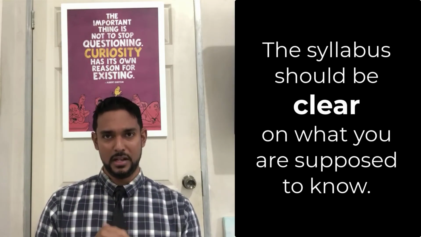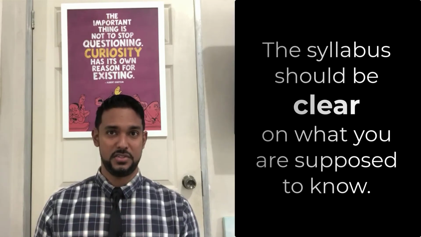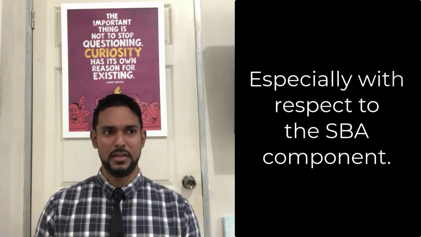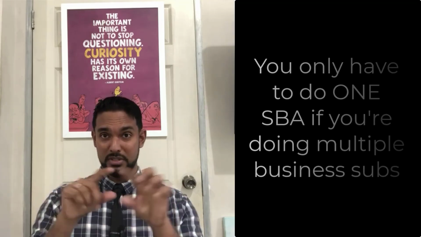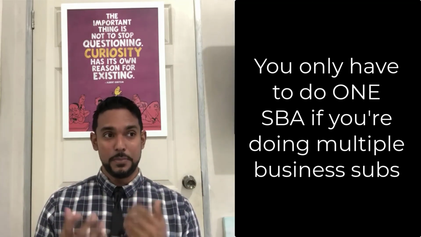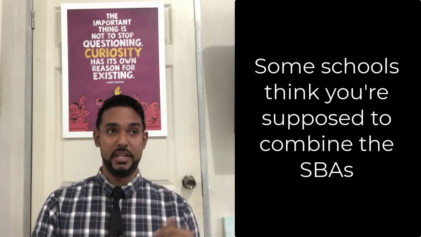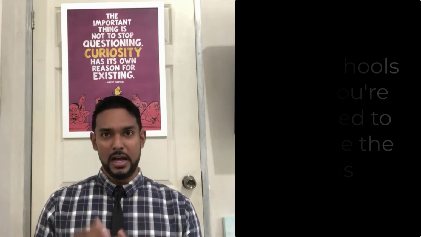So yeah, sorry, I'm ranting, but what I'm trying to say here is that I think the syllabus really needs to be clear on what you guys are supposed to know, and especially with the SBAs. I've heard that you guys have to do SBAs. The good news is you only have to do one SBA if you're doing multiple business subjects. But the bad news is some schools think you're supposed to combine SBAs, like you're supposed to have a POA/POB SBA or Econ/POA SBA. And one school in particular, the school I taught at and I went to, said that's not the approach that they are taking.